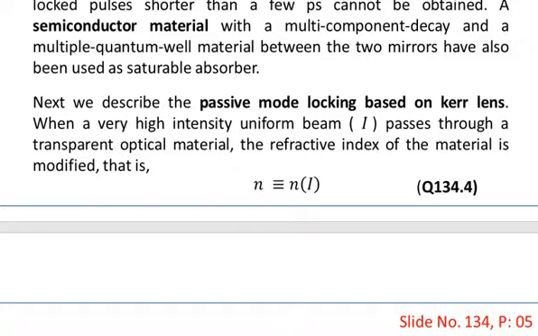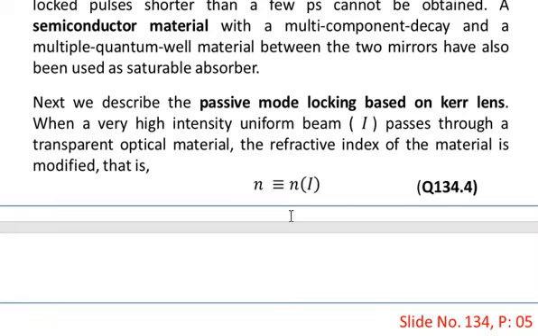Now we are going to present the next passive mode locking technique, based on Kerr cell. Next we describe the passive mode locking based on Kerr cell. So first, before I read these paragraphs, let me give you an idea so that while reading the paragraphs, you can have a full understanding of what I am talking about.